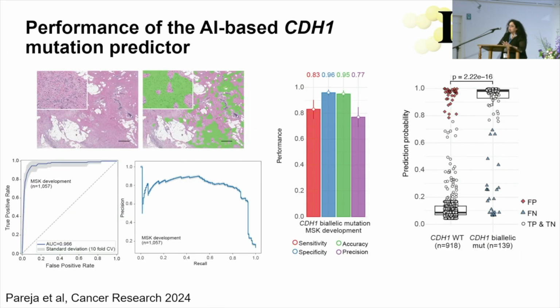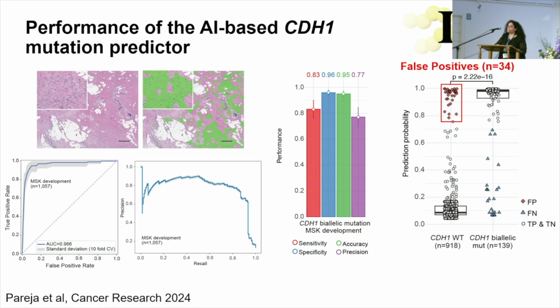So how did the algorithm do in terms of detecting the presence of CDH1 biallelic mutations? It did really nicely. Okay, the green areas here are the areas that the algorithm predicts to be mutant. And here we can see how the algorithm predicted the presence of CDH1 biallelic mutations in a robust manner, with a very good AUC, also high sensitivity and specificity, and very nice metrics.